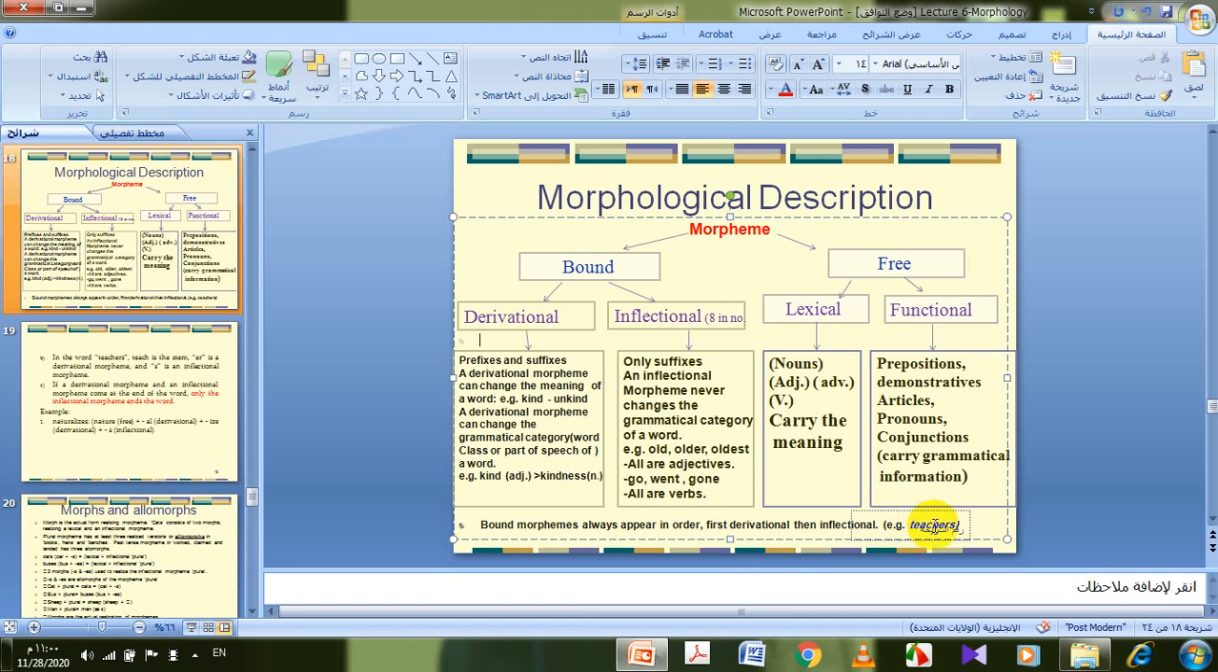Let's take an example here. We have teachers. Forget about teach. Teach is a free morpheme. Teacher, ER and S. We have the ER and S. ER is a derivational morpheme. Teacher, derivational. We derive a new word from teach.